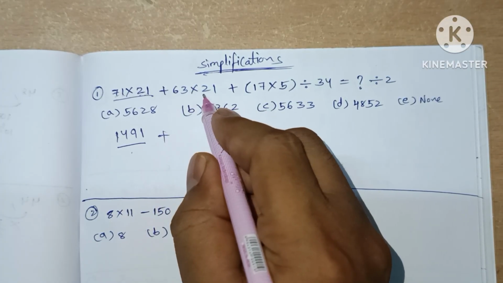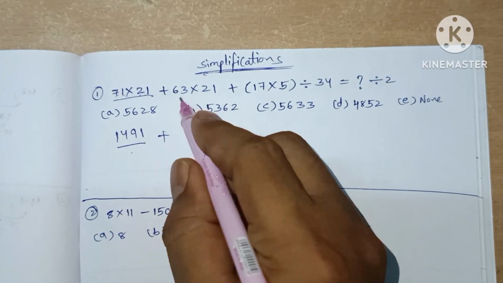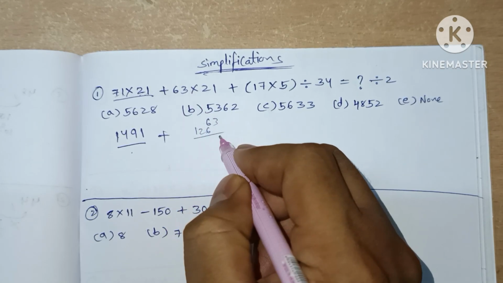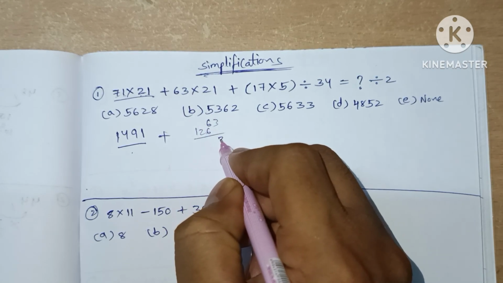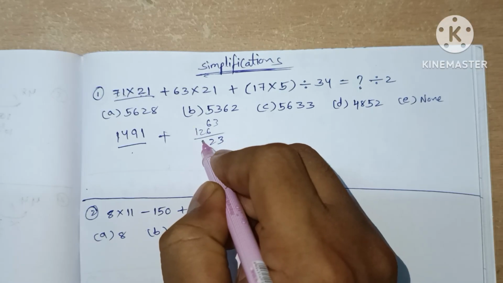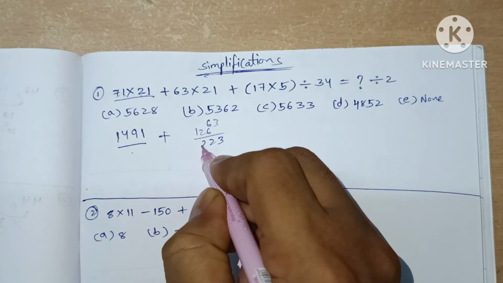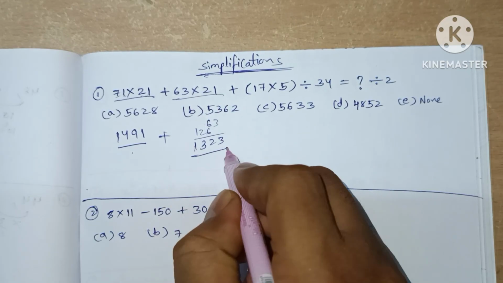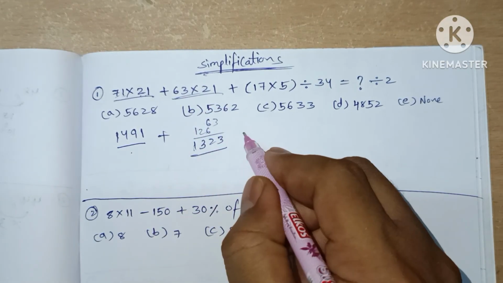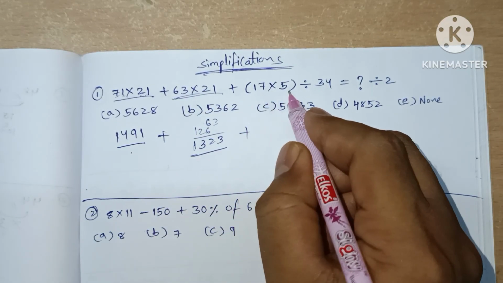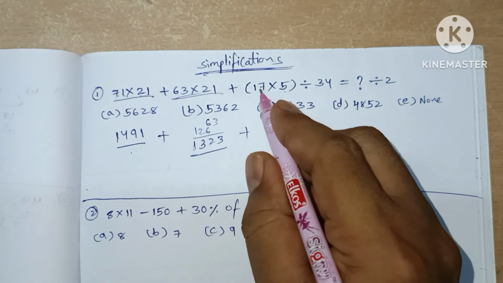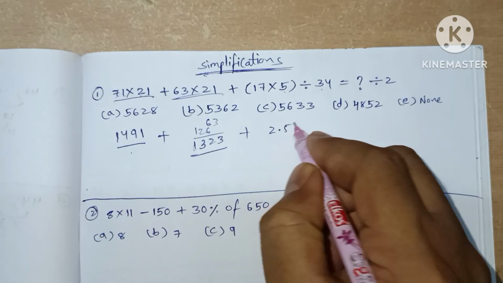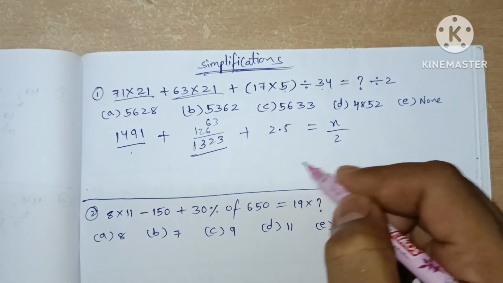Plus here it is 63 and 126. Right? 3, 2. This is 3 and 1. This is the value for this one. Okay, plus 17 into 5 divided by 34. 17 two times, so we get 5 by 2, which is nothing but 2.5 equals x by 2.